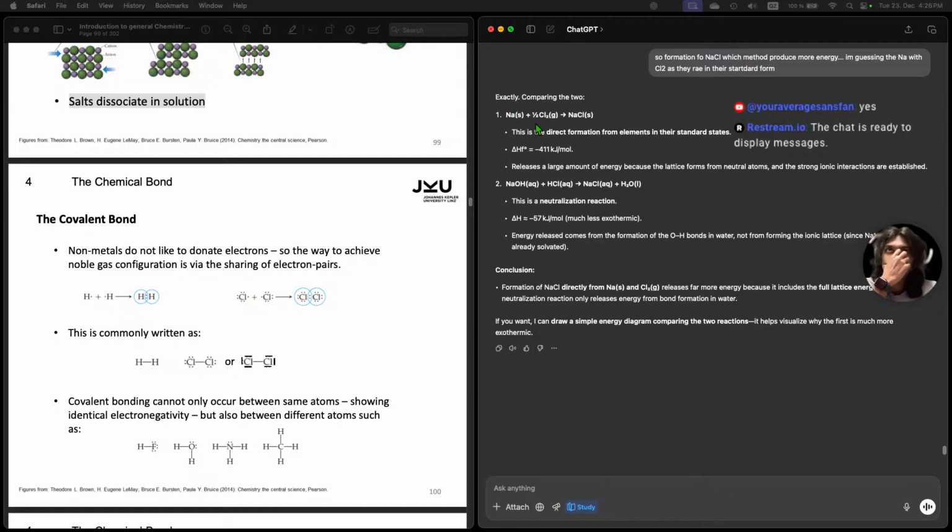Exactly, comparing the two, this is direct formation from the elements in the standard state. It releases a large amount of energy because the lattice forms from neutral atoms and strong ionic interactions are established. This is a neutralization reaction. Energy released from formation releases far more energy because it is the full lattice energy.